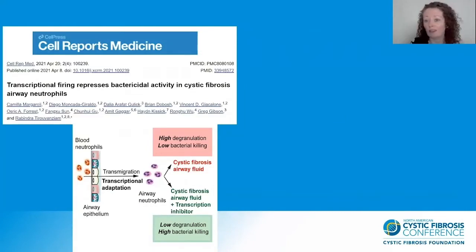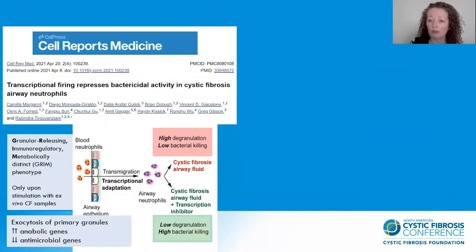Neutrophils are typically considered terminally differentiated and ready for bacterial killing. However, in CF, there's lots of them, but they're not able to protect the airways. So new approaches and recent research have revealed that, like macrophages, neutrophils are plastic and can actually change their transcriptome and phenotype in response to the local environment. Upon recruitment to the CF airways, neutrophils reprogram to an aberrant phenotype termed GRIM that includes exocytosis of primary granules, which contain elastase, increased cellular metabolism, and reduced bacterial killing.